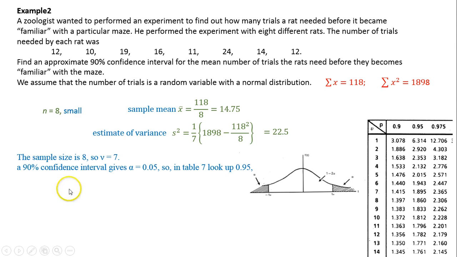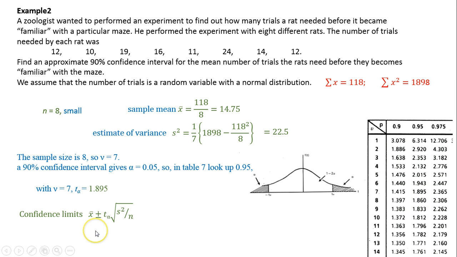So the sample size is 8, so our nu is 7, n minus 1. 90% gives 5% for each tail, so alpha is 0.05, so we look up 0.95. So this time we're in this column and we go to 7, so we get our value for t to be 1.895.